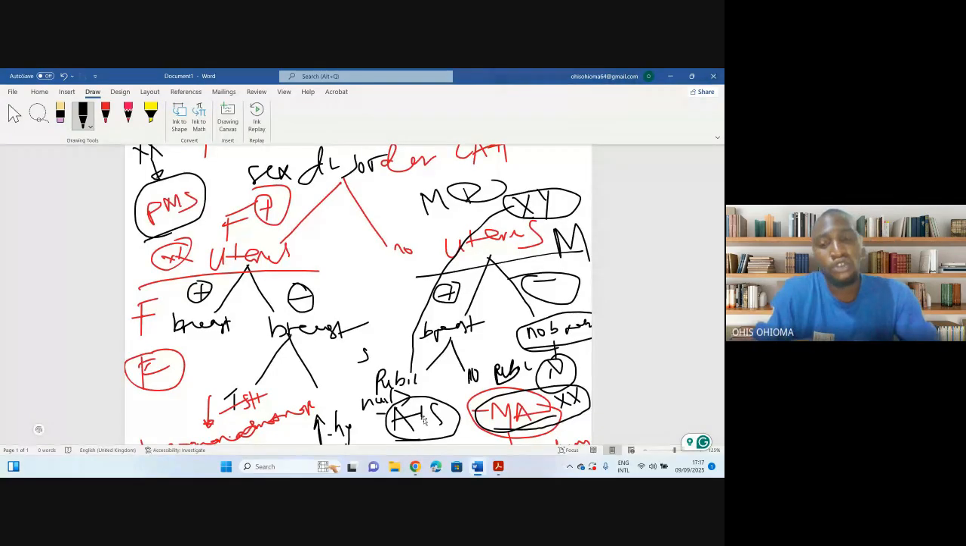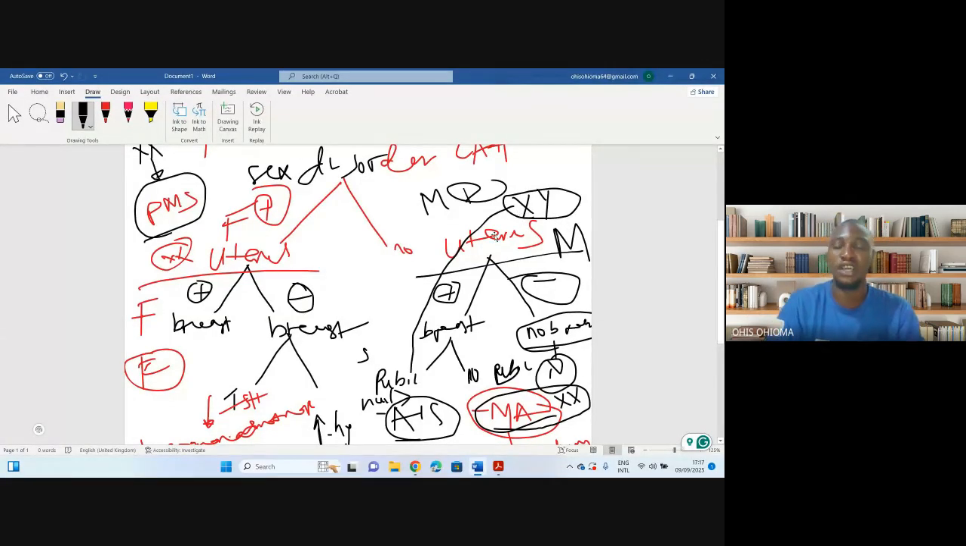Now, I want you to look at the other side. The patient does not have a uterus, but the patient has a breast. So it could mean that the patient is producing estrogen, but the Mullerian duct is not formed. And if the Mullerian duct is not formed, it means the patient will have Mullerian agenesis, and the patient genetically is a female, not a male.